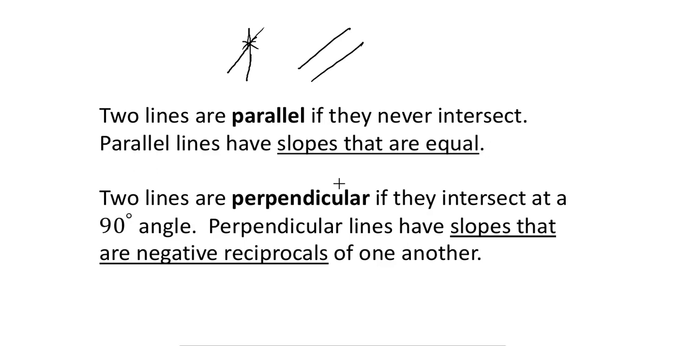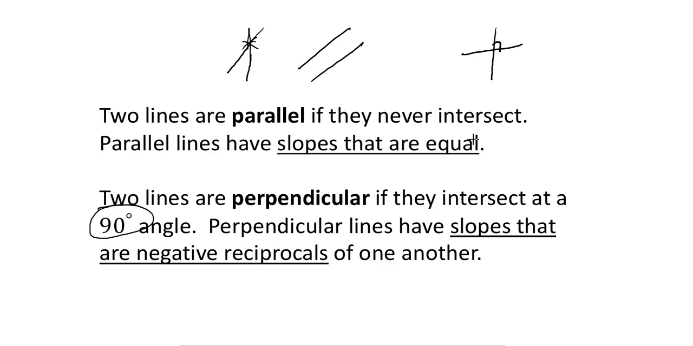2 lines are perpendicular if they intersect, but not just if they intersect. That's not special enough, right? If they intersect like this, that just means they're not parallel. What's special about perpendicular lines is that they intersect at a 90-degree angle. So these 2 lines would not be perpendicular. They're not intersecting at a 90-degree angle. It'd have to look like this. That's kind of a bad example, but hopefully you get the idea. A vertical line and a horizontal line intersect at a 90-degree angle, so they would be perpendicular. So the x-axis and the y-axis are perpendicular to each other.